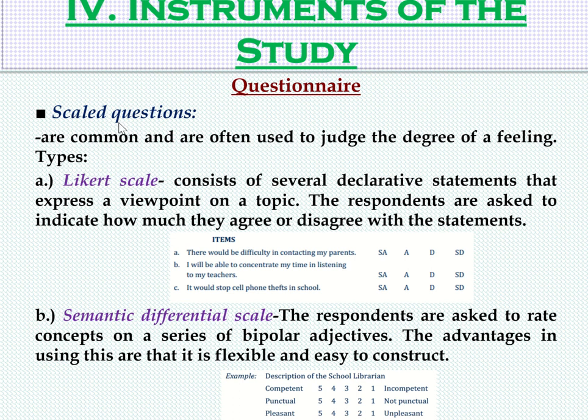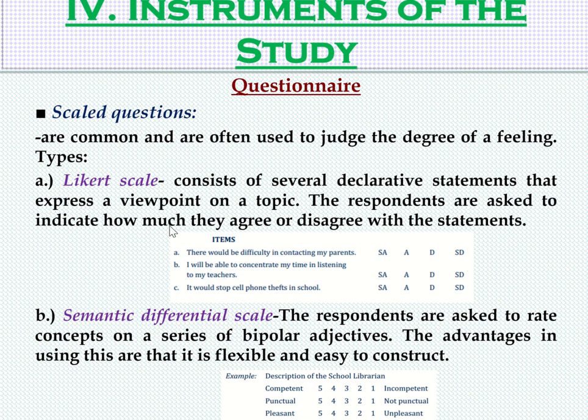So scaled questions are common and are often used to judge the degree of a feeling. So types of this include, madalas nyo kasi maririnig to, Likert scale. So that is a scaled question. So Likert scale consists of several declarative statements that express a viewpoint on a topic. So the respondents are asked to indicate how much they agree or disagree with the statements. So the answers usually come in the form of acronyms. Example, SA for strongly agree, A for agree, D for disagree, SD for strongly disagree.